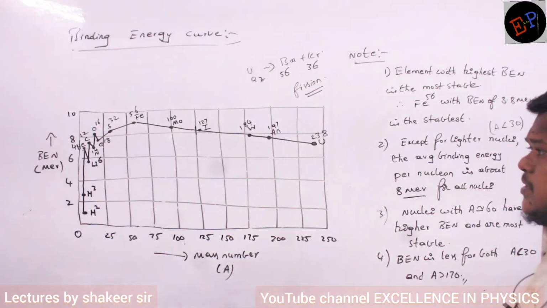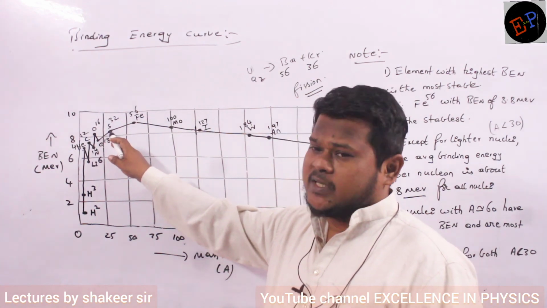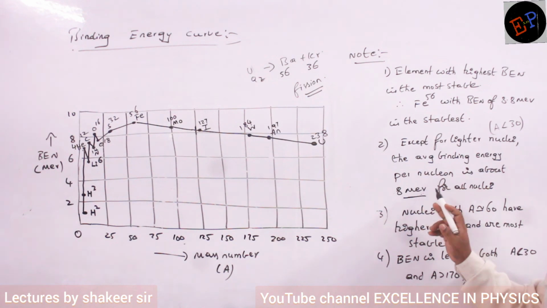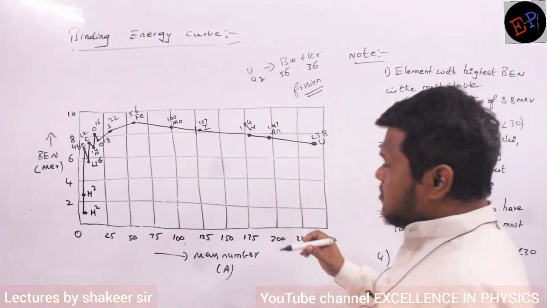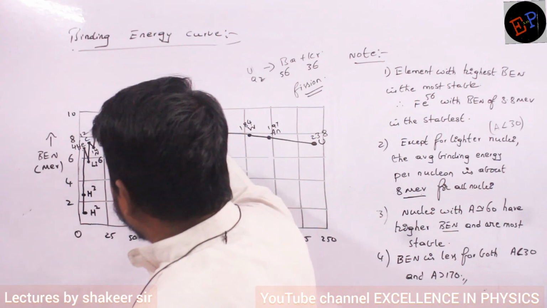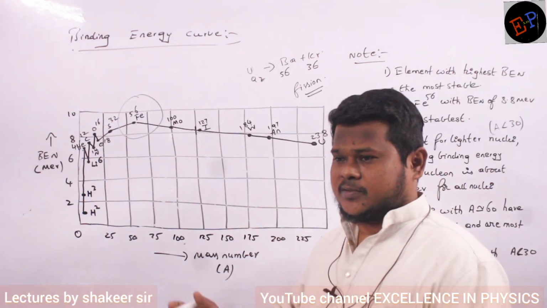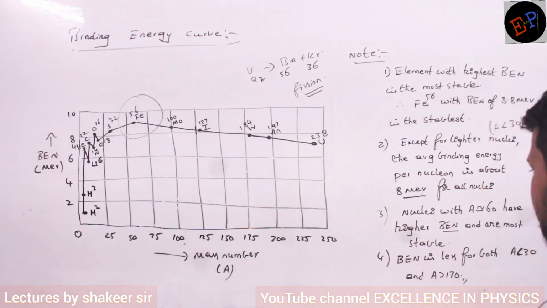It means the elements between mass number 30 and 170 have an average BEN of 8. So nuclei with A equal to 60 have the highest BEN and they are most stable. It means the elements which are present in this region have the highest BEN, so they are most stable, whose mass number is around 60.